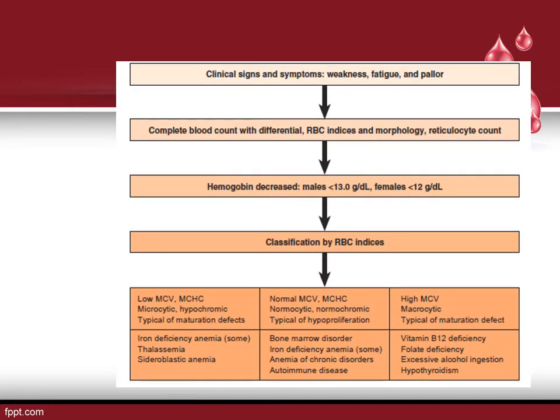Here is the figure showing how we are going to classify anemia based on the RBC indices: the microcytic hypochromic, the normocytic and normochromic, and the macrocytic. First will be the clinical signs and symptoms of anemia. Weakness, fatigue, and pallor, or faintness of the skin, can categorize an anemic patient. So the doctor will request a complete blood count with differential, of course, RBC indices and morphology, and reticulocyte count.